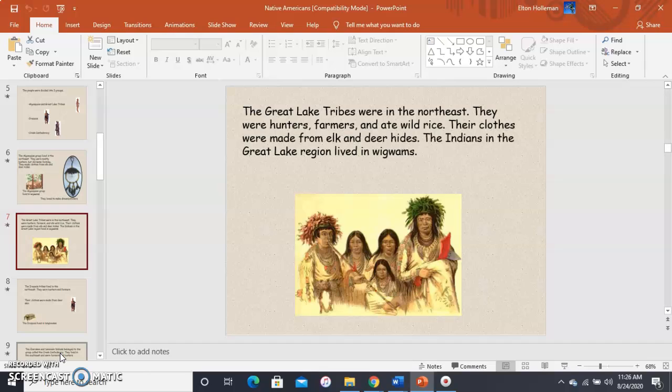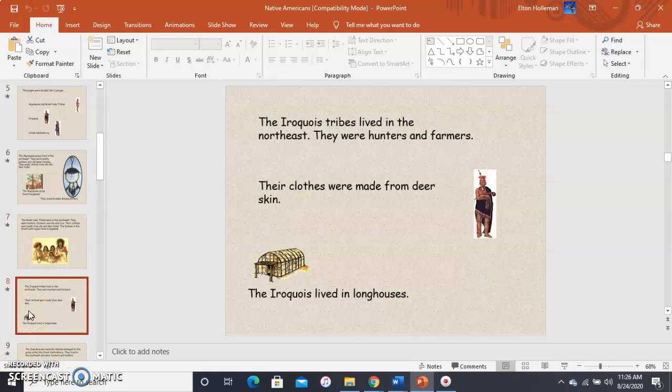Great Lakes tribes were in the northeast. They were hunters, farmers, and they ate wild rice. Their clothes were made of elk and deer hides. Indians in the Great Lake regions lived in wigwams. Iroquois, they lived in the northeast section as well. They were hunters and farmers. Their clothes were made from deer skin, and Iroquois lived in long houses.